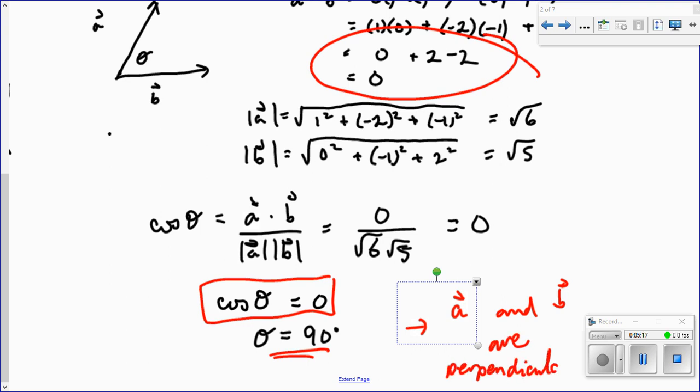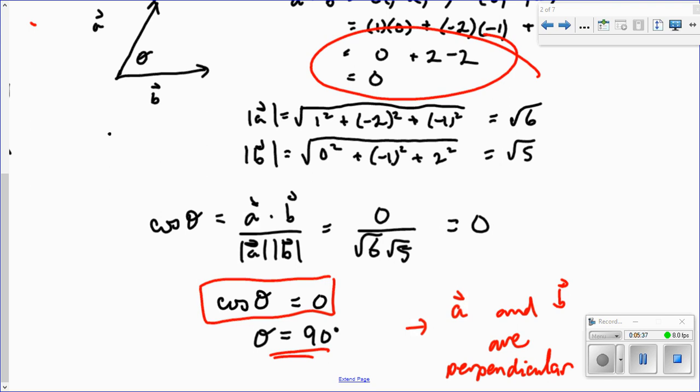And anytime we get situations like this, when the dot product is 0, or the angle between the two vectors is 90 degrees, please make the conclusion that the two given vectors are perpendicular. Avoid a little bit of work, and we can just jump to that conclusion right away.